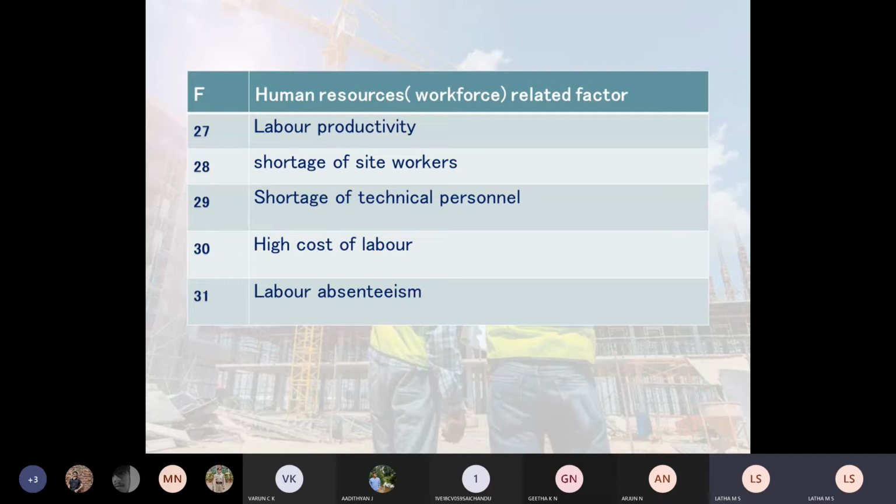Maybe today they do work, maybe 7 hours or 8 hours they work, but sometimes they fall sick because of the heavy work given at the site. They fall sick, they may not turn up the next day. So there's a labor problem, shortage of labors will take place at the site.